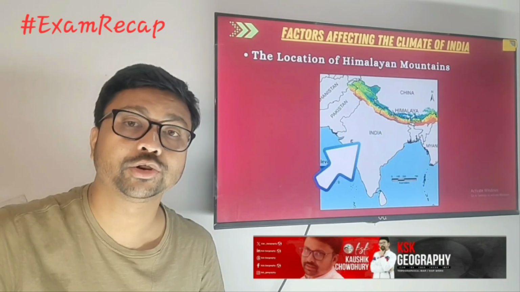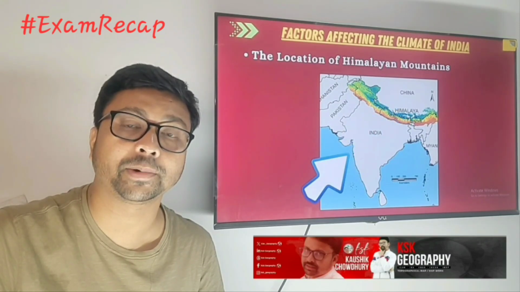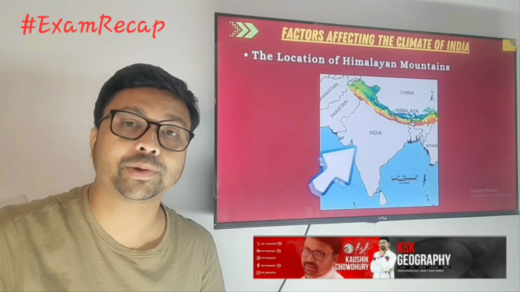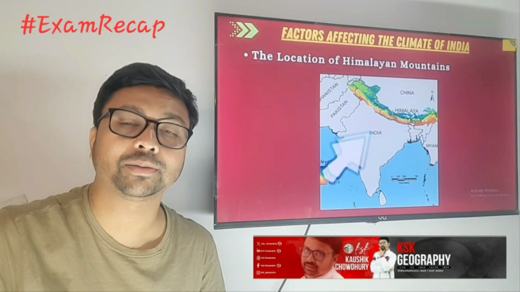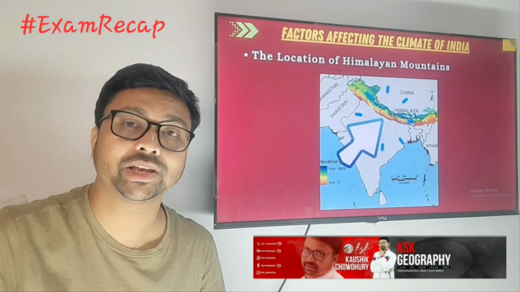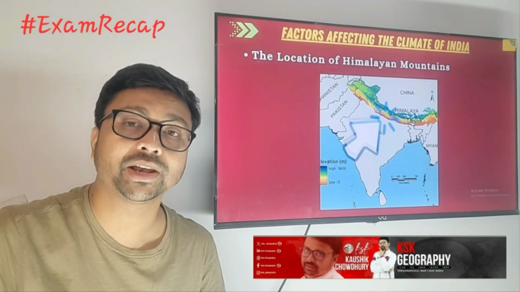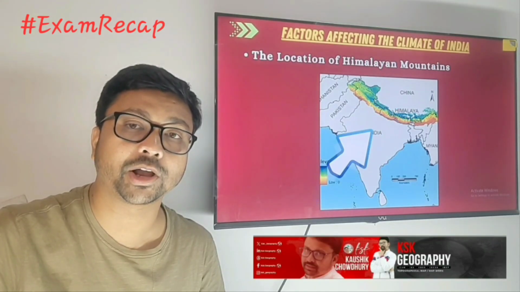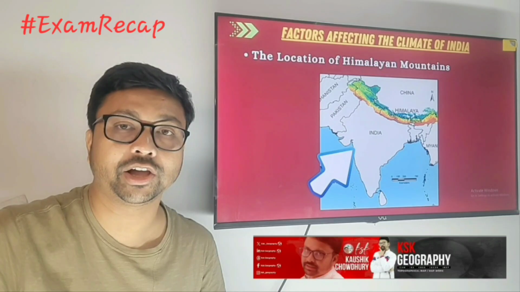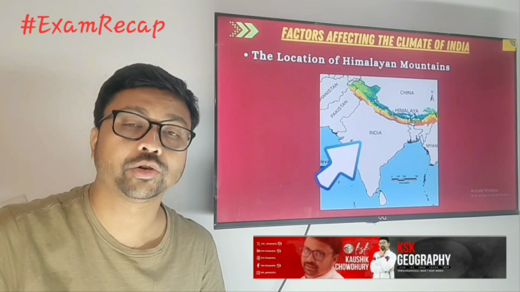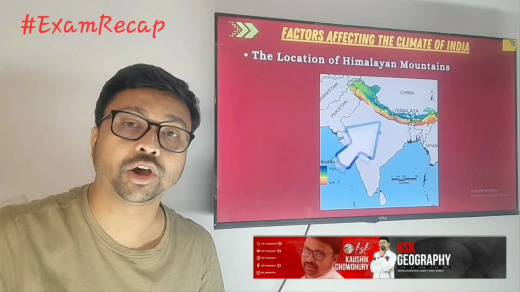India receives rain due to the location of the Himalayan mountain. During winter, the cold Siberian wind is blocked by the Himalayan mountain, so that wind is not able to enter India. So in India, the temperature remains a little bit higher than in China. If the Himalayan mountain were not there, India would be a very dry country. On the other hand, during winter, India would experience severe cold.